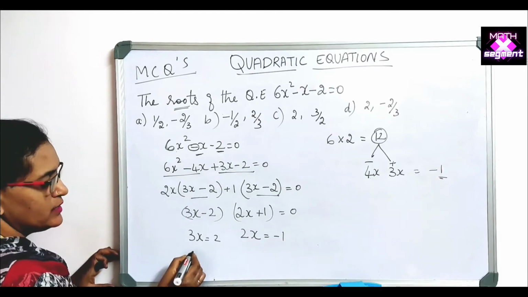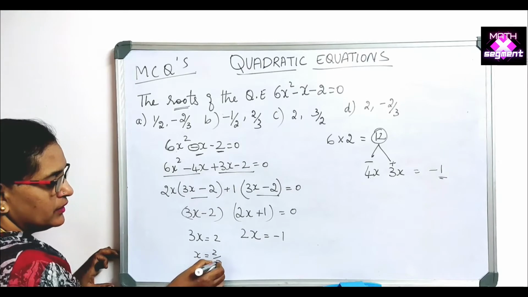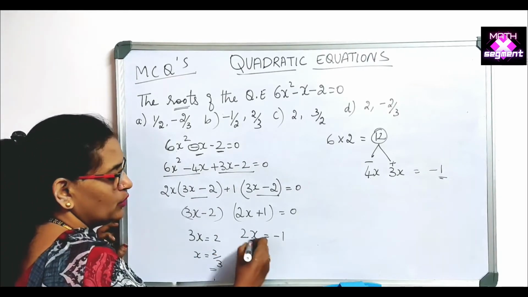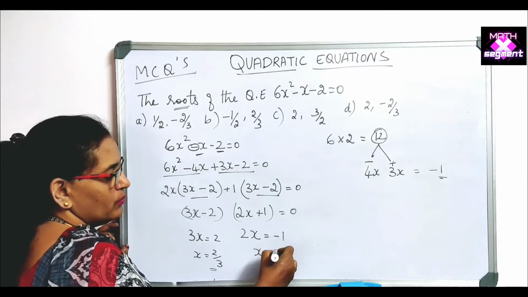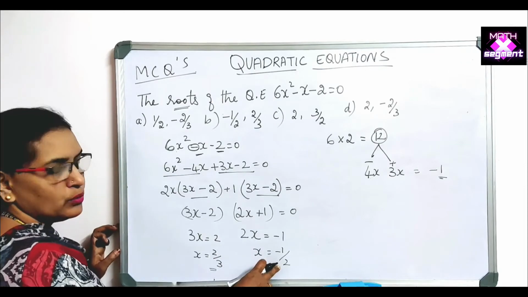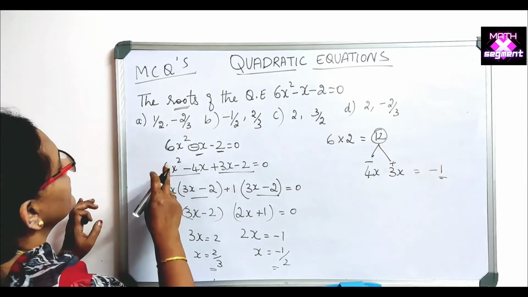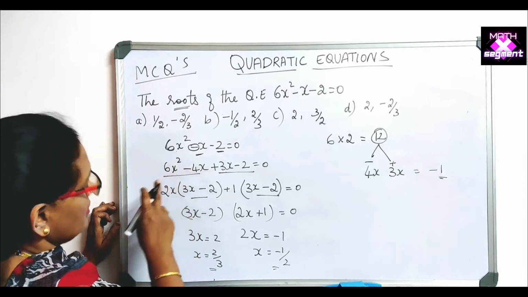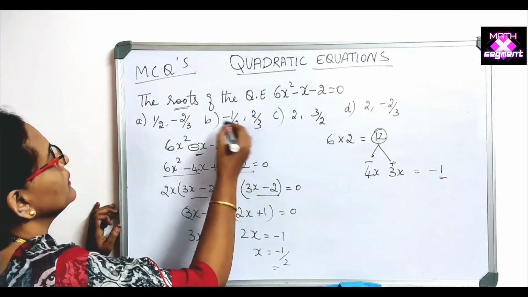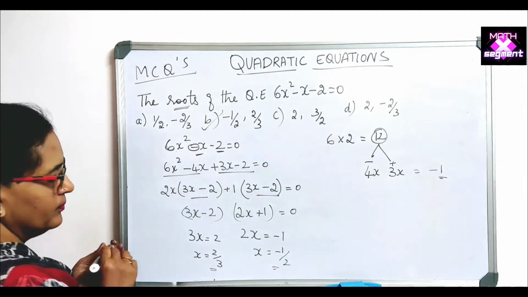We don't want 3x, we want the x value. So x is equal to 2, and 3 comes down, so the x value is 2 by 3. Here also, similarly, we don't want 2x, we want only x. So minus 1 by 2. So one root is 2 by 3, another root is minus 1 by 2. The option here is 2 by 3 and minus 1 by 2. Here it is minus 1 by 2 and here it is 2 by 3. So you can choose option B as the correct answer.